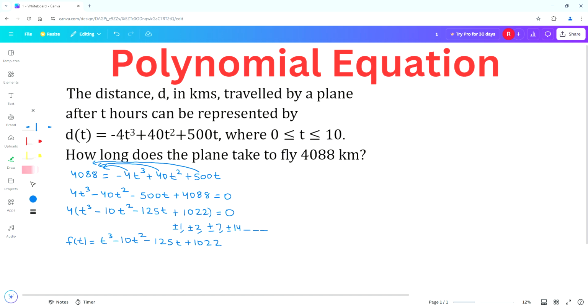Now we should sub in the factors one by one in this function. Let's start with t equals 1. For t equals 1, the polynomial value is not equal to 0. Next we can try negative 1. For t equals negative 1, this polynomial value is not equal to 0. Similarly, for plus 2 and minus 2, the polynomial value is not equal to 0. The polynomial value becomes equal to 0 for t equals 7.